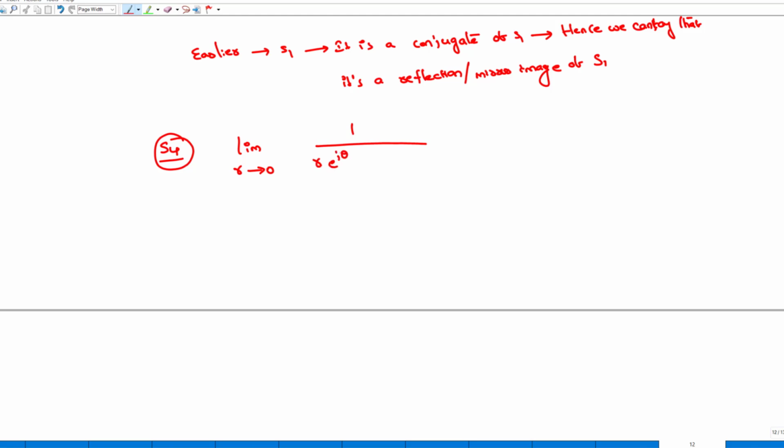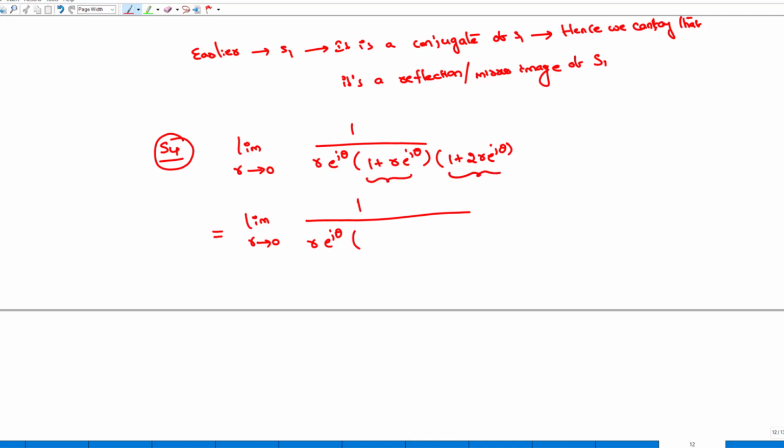So r into e to power of j theta into 1 plus r into e to power of j theta into 1 plus 2 into r into e to power of j theta. Now here you observe that r is much less, it is tending to 0. So you can discard that value. So 1 is high and 1 is high, so this will become 1 into 1 into 1. The r into e to power of j theta term is much less, so I am directly writing it as 1 into 1.